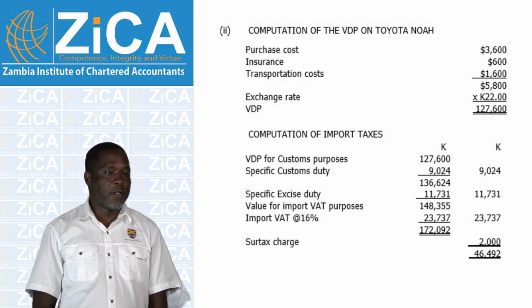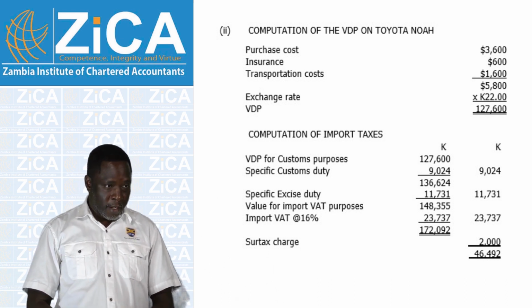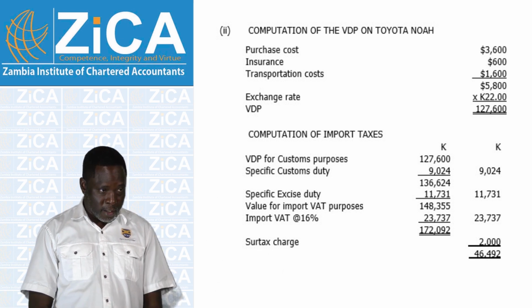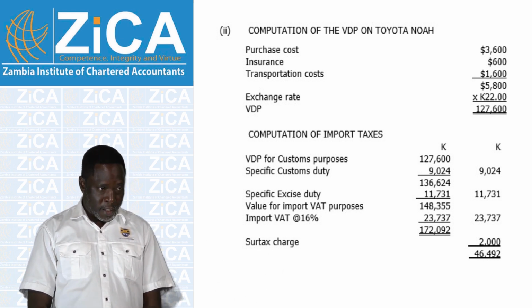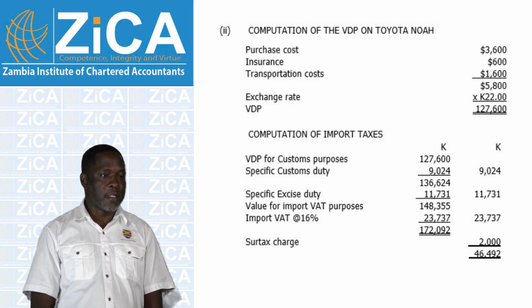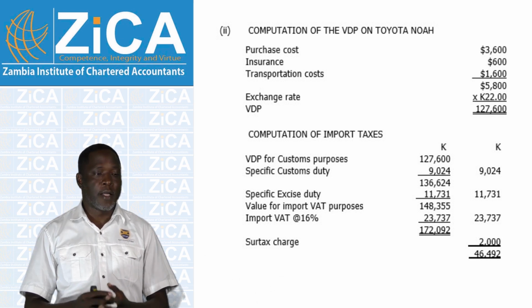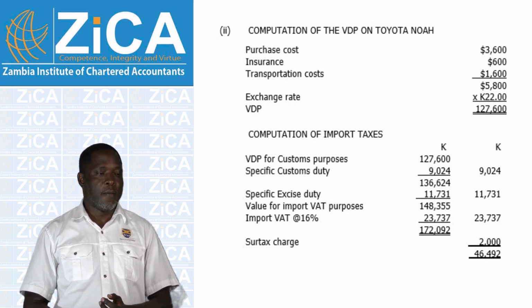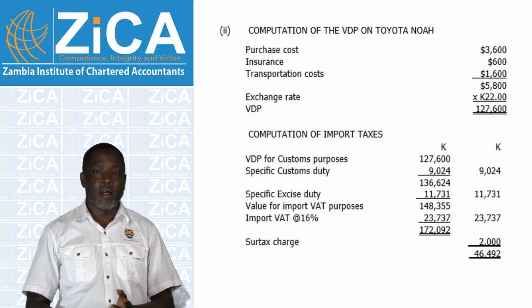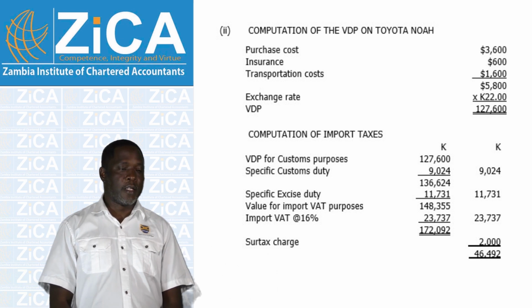So it gives us 5,800 when we add 3,600 plus 600 plus 1,600. That gives us $5,800. Again, we convert that into Zambian kwacha using the rate approved by the ZRA, which was 22, and 22 times 5,800 gives us 127,600. After you have determined the VDP, the next step is now to assess the import taxes arising in terms of customs duty, excise duty, and the import VAT.